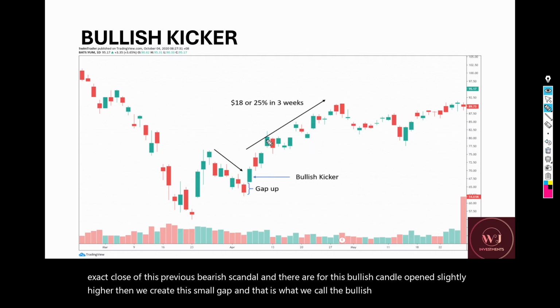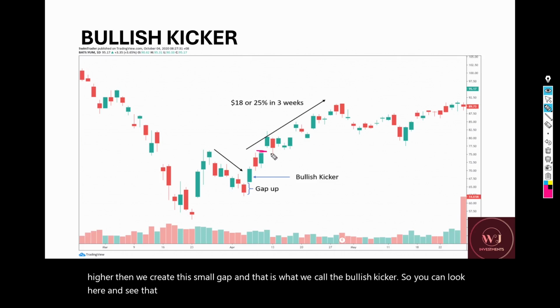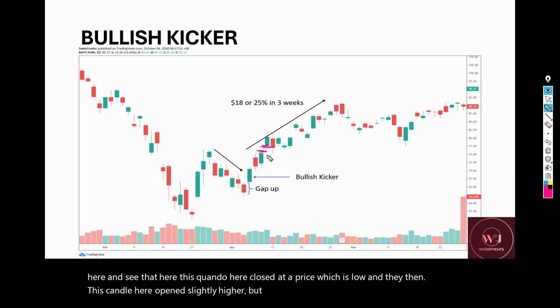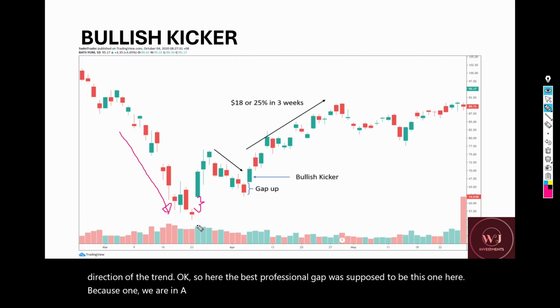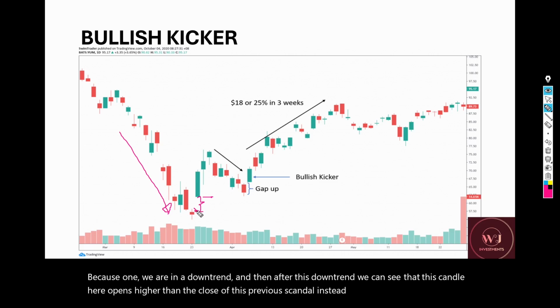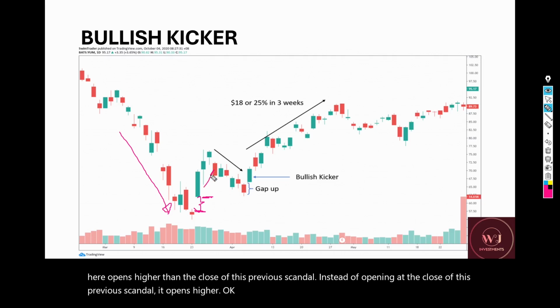So you can look here and see that this candle here closed at a price which is low, and then this candle here opened slightly higher, but this is not a professional gap because it is in the direction of the trend. Okay, so here the best professional gap was supposed to be this one here, because one, we are in a downtrend, and then after this downtrend, we can see that this candle here opens higher than the close of this previous candle. Instead of opening at the close of this previous candle, it opens higher. Okay, and therefore we got a change in trend.